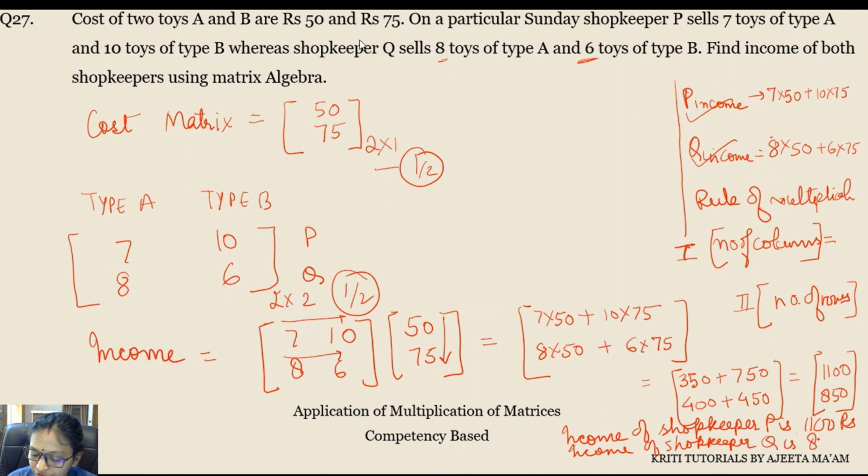is 850 rupees. So they can ask you who has earned more, what is the difference of their income, any type of question can be asked. So final concluding statement is very very important, right? Is it clear to everyone? How do we do this question? It is simply based on matrix algebra.